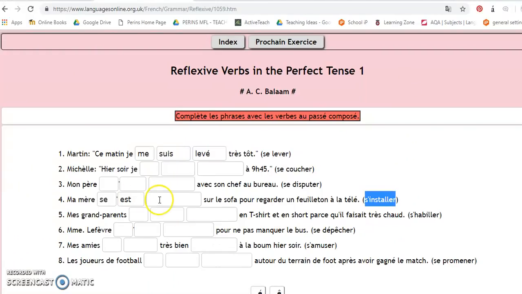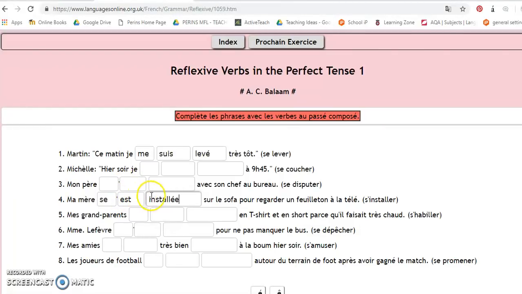So if I just go back to my activity, I've got installé. But I then need to make sure that it agrees with the person that we're talking about. Remember, you only do that for être verbs. You don't have to make past participles of normal verbs agree. Not at all. Only être verbs. So because it's a singular feminine word here, ma mère, we're going to stick an extra E onto the end of that, and there is my answer.